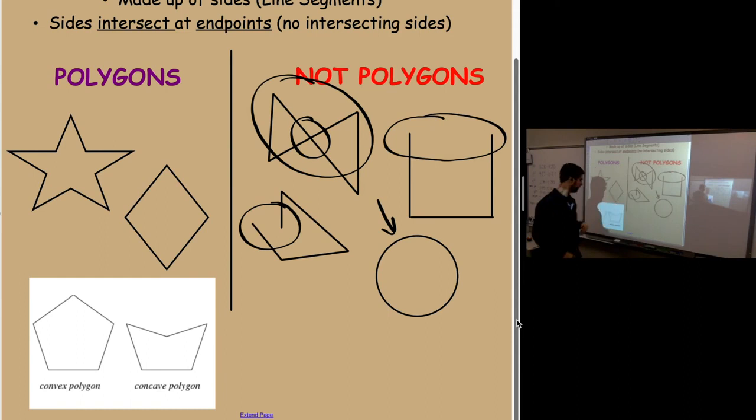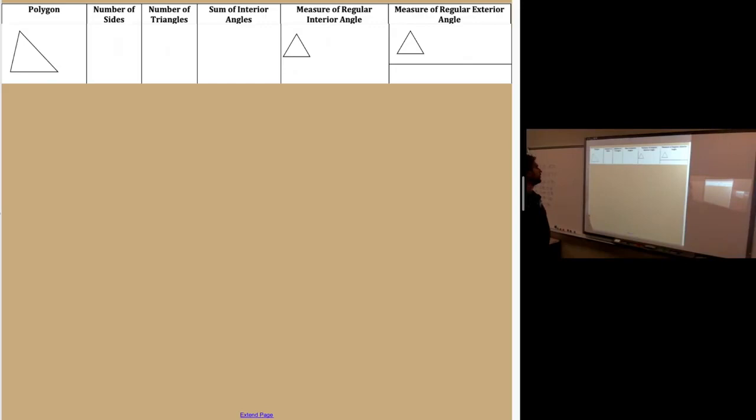If we look at our notes, we see a shape that looks very familiar because we just spent a whole unit talking about triangles. So let's see if we can fill this in based on our prior knowledge. So the number of sides a triangle has is 3. The number of triangles here in this drawing, well, obviously there's 1. The sum of the interior angles. If we remember, the sum of the interior angles of a triangle is 180 degrees.